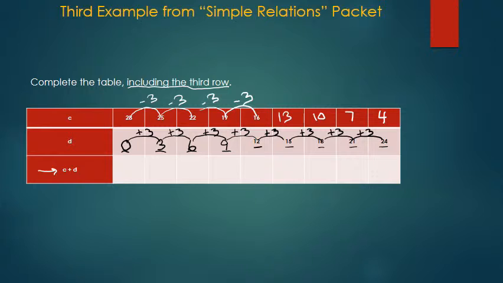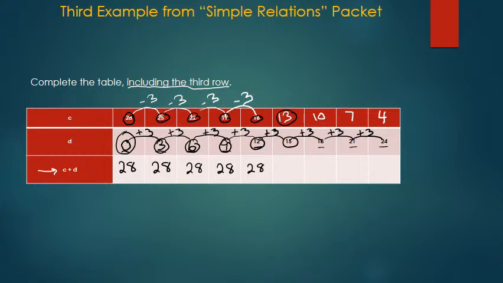All right, lastly, they want us to do C plus D. So C plus D is the value in the C cell plus the value in the corresponding D cell. So 28 plus 0 is 28. 25 plus 3 is also 28. 22 plus 6 is also 28. 19 plus 9 is 28. Hopefully we're seeing a pattern here. 16 plus 12 is 28.